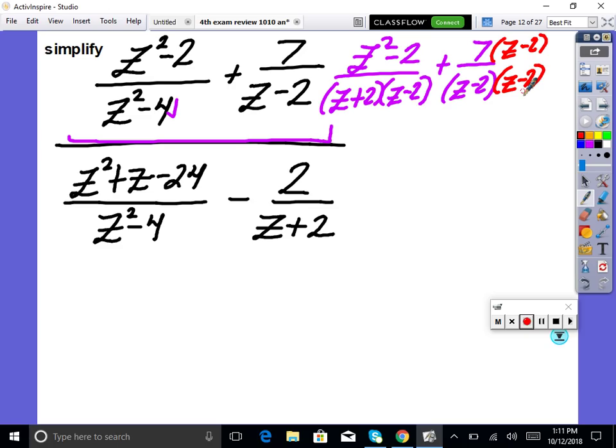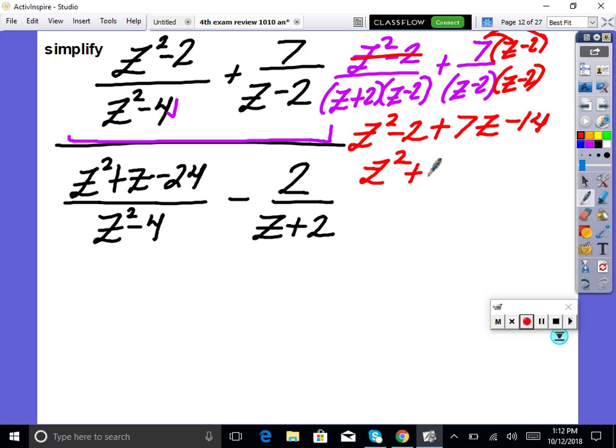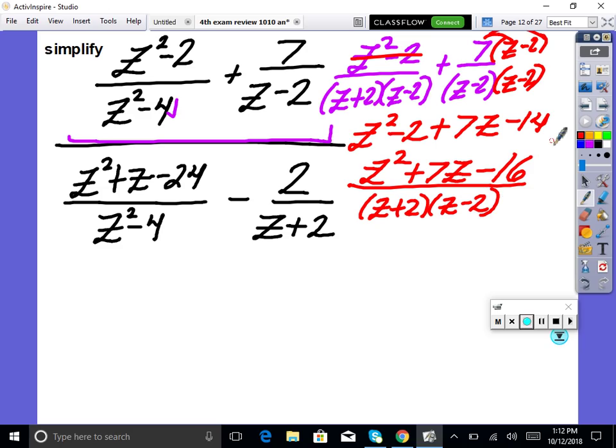So then the next step is to combine like terms in your numerator. So we have z squared minus 2 plus, we have 7z minus 14 as I distribute it. So on top we have z squared plus 7z minus 16, and that's all over the common denominator of z plus 2 and z minus 2. Now I'm just going to circle that for a second so I can remember that that's what my top simplified to be. I'll write myself a little note, top.